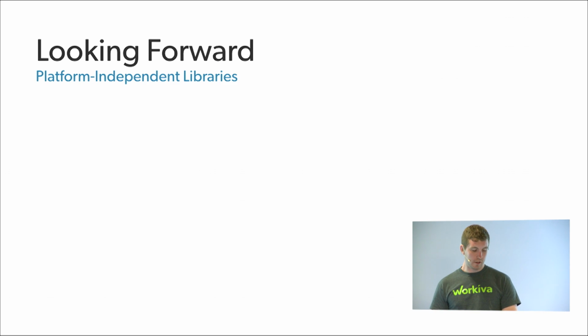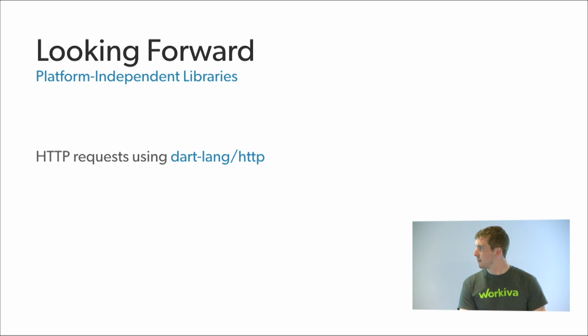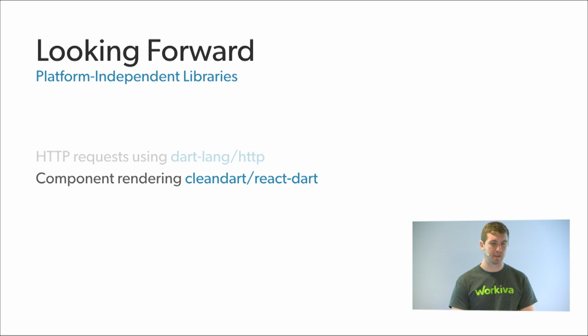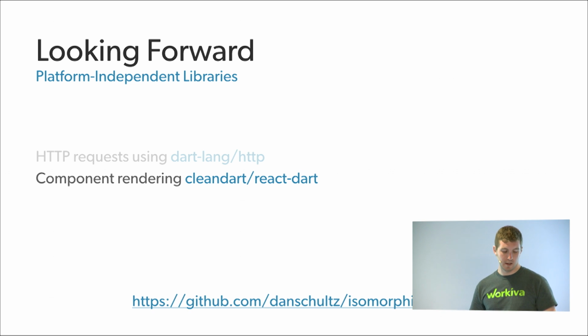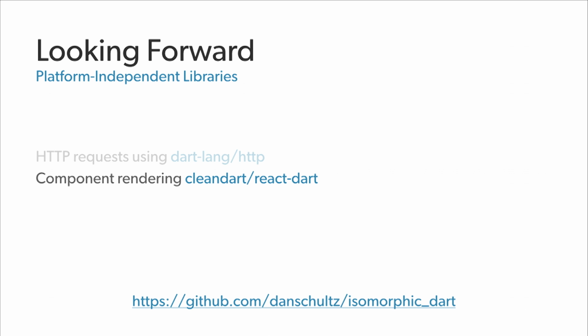So looking forward, I think there's some cool things that we're excited about. This notion of libraries that are platform independent, like the HTTP package, is really exciting stuff because you can write a library like a GitHub API and run it on the server or the client. And Dan Schultz has an example of rendering React components on the client or the server as well. So that's something we're looking into and getting really excited about.